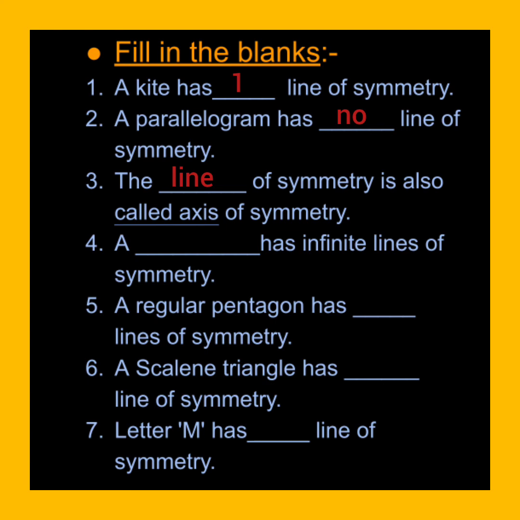Number 4, a dash has infinite lines of symmetry. A circle has infinite lines of symmetry. Fifth one is, a regular pentagon has dash lines of symmetry. A regular pentagon has 5 lines of symmetry. Sixth one is, a scalene triangle has dash lines of symmetry. A scalene triangle has no lines of symmetry. Now number 7, letter M has dash line of symmetry. Letter M has one line of symmetry, or we can say letter M has vertical line of symmetry.